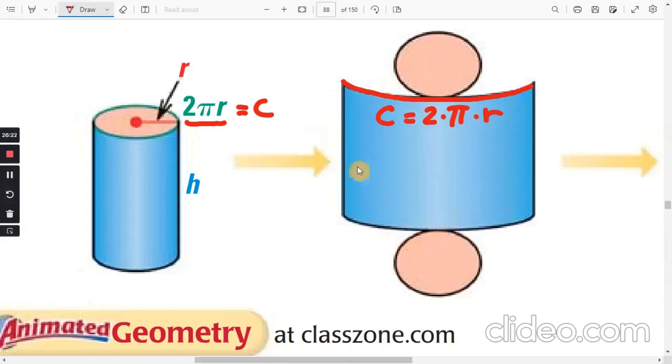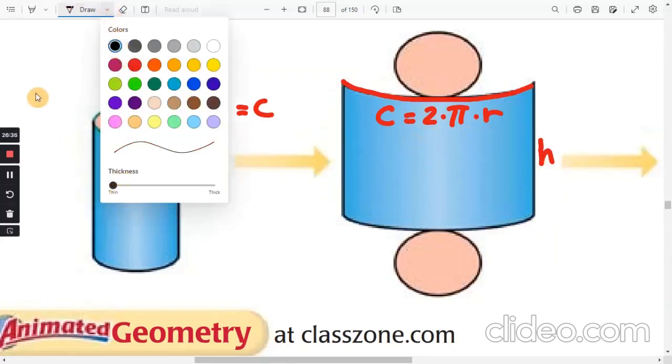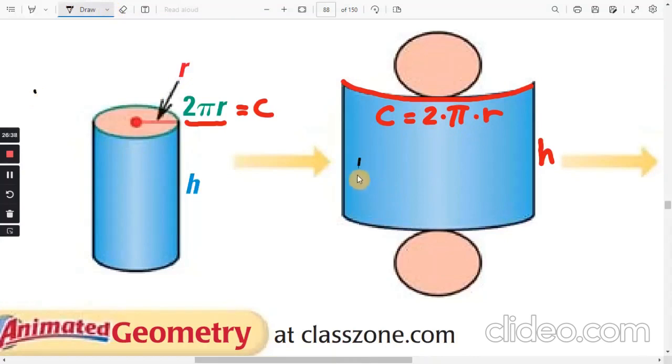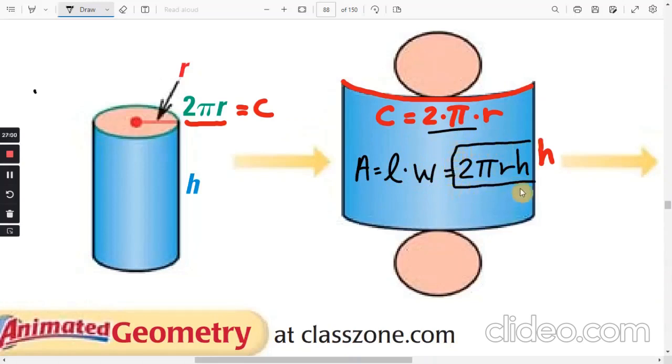All right, and we know the distance between the two bases is called the height, h. So if we wanted the area of this rectangle here, that area would just be length times width, or base times height. But we see the length right here is 2 pi r, and we see the height right here is h. So the area of this part in blue is just going to be 2 pi r h.